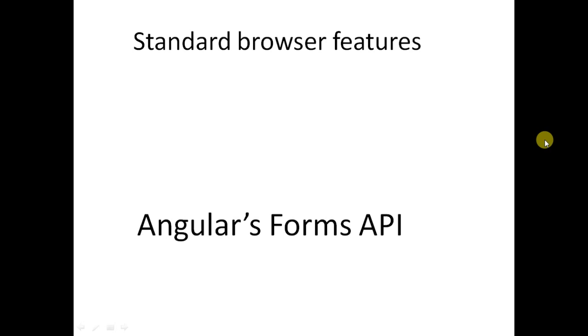Now, standard browser features. You may be wondering what you need from an application framework other than data binding, if HTML already allows you to validate and submit forms. To answer this question, let's review an HTML form that uses only standard browser features. The form contains a button and 4 input fields: username, SSN, password and password confirmation.